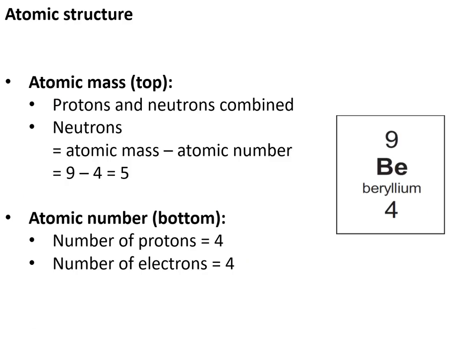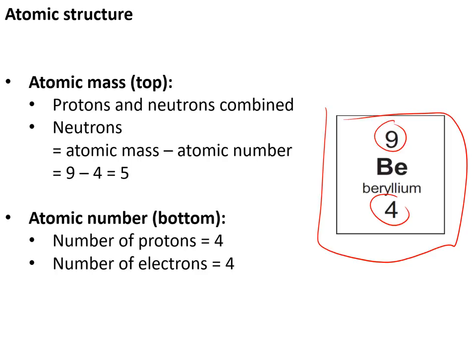So if we look at the cells on the periodic table, so each one of these boxes, we'll see we've got these two numbers. So for example, this element here is beryllium, and we've got a 9 and a 4. The atomic mass is the name we give to that number 9. So that is the top number, and that is the number of protons and neutrons combined together. So if we want to calculate the number of neutrons in the atom, we just do the atomic mass take away the atomic number. So in this case, it's 9 minus 4 makes 5 neutrons.